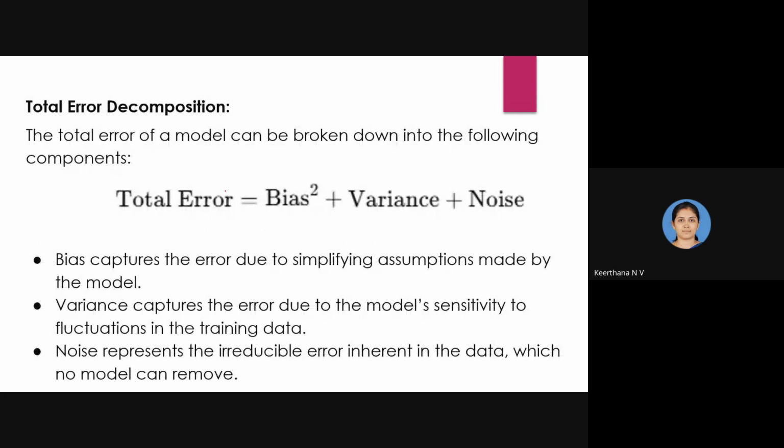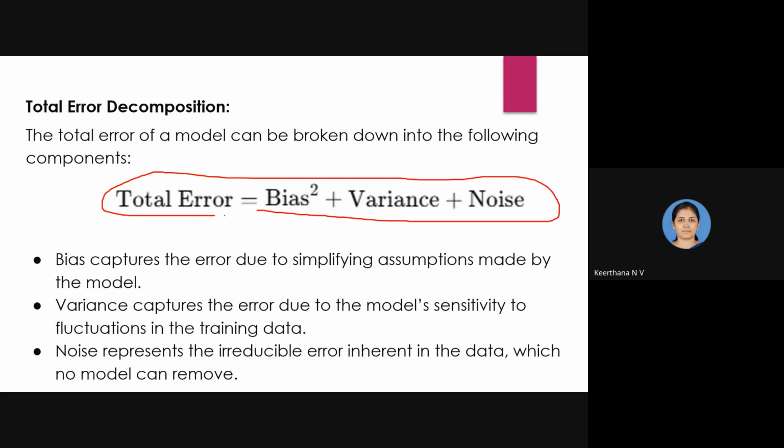So the total error decomposition can be calculated as bias squared plus variance plus noise. So this is the total error decomposition. By predicting it, you can overcome underfitting or overfitting situations.